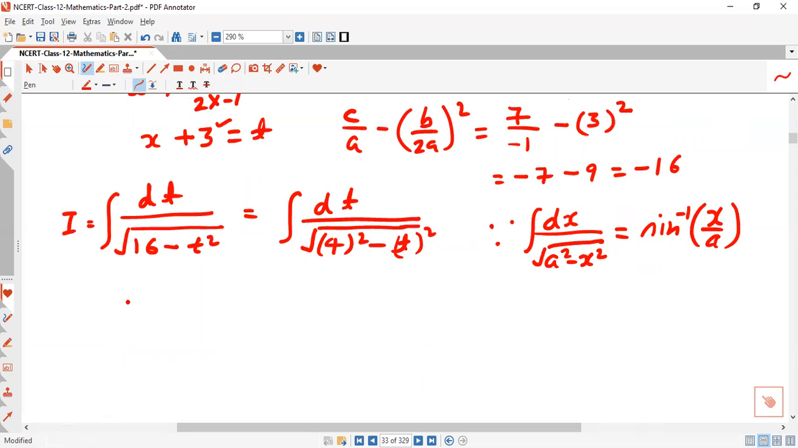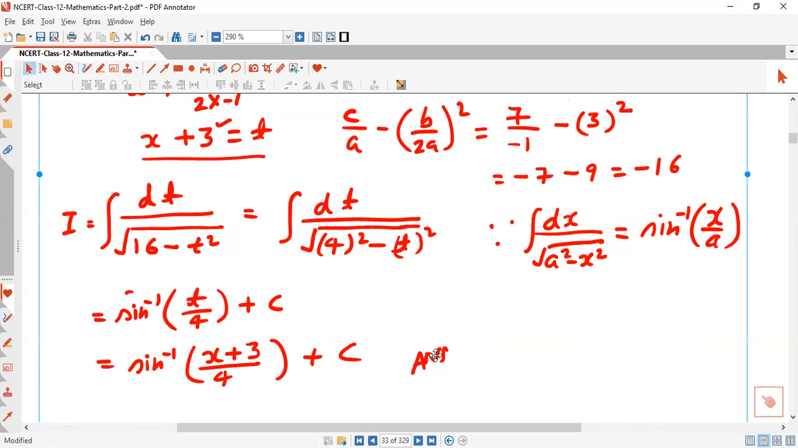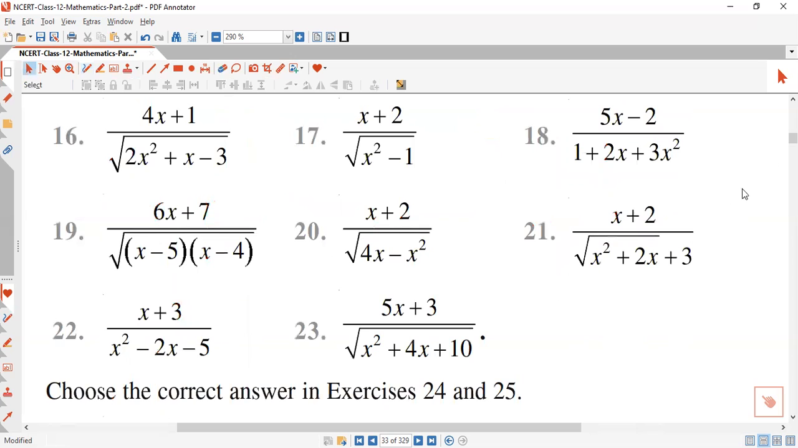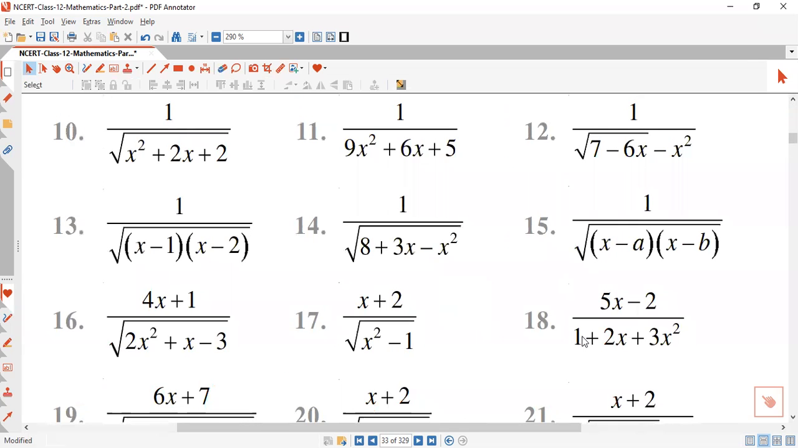So we are getting sine inverse t upon 4 plus some constant c. Now put the value t equal to x plus 3. So it comes out sine inverse of x plus 3 upon 4 plus some constant c. This is the answer. Now we will do the next question. After 12, we will do question number 13.